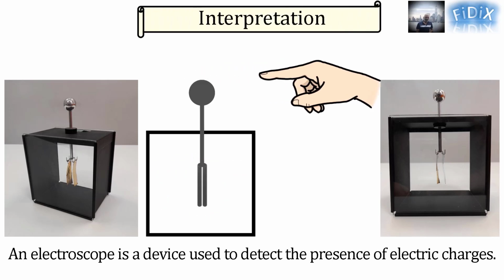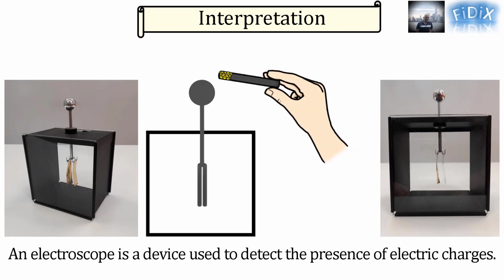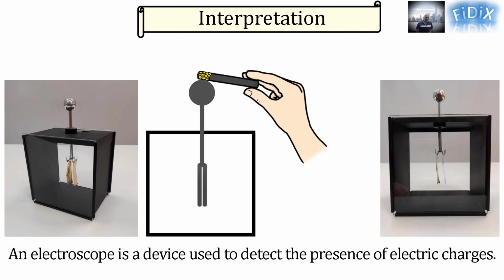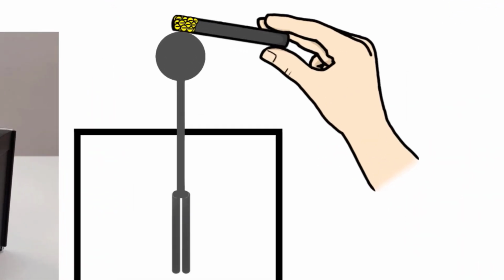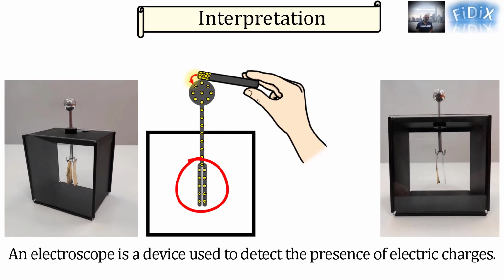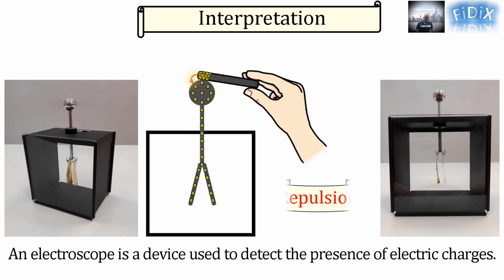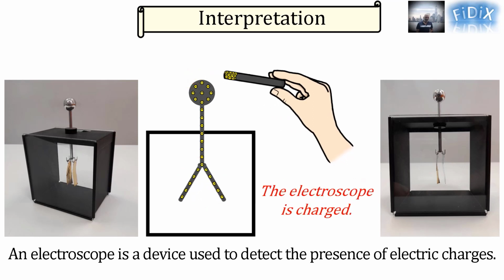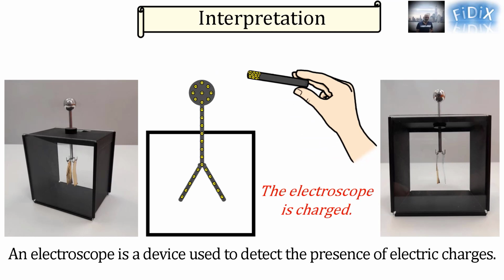Let's explain what happened. When we put the charged ebonite rod end in contact with the ball of the electroscope, some of the excess electrons transfer from the charged ebonite rod end and flow through the ball and metal rod to the leaves. Since the leaves receive the same sign charge, that is negative in this case because they gained electrons, they repel each other and thus spread apart. The electroscope is said to be charged.